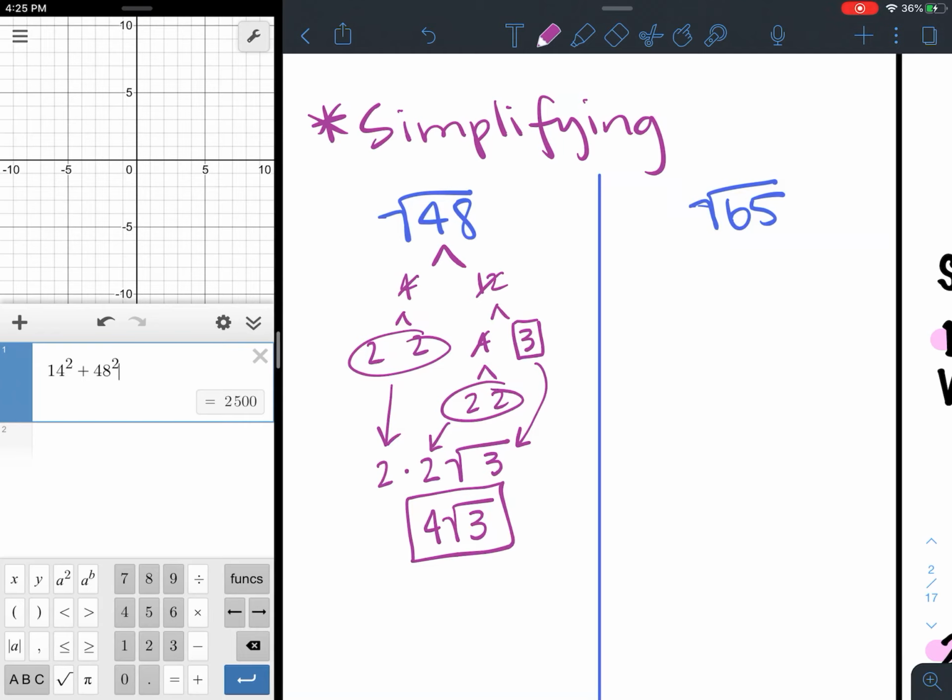If I have something like the square root of 65, then I'm going to have 5 times 13. Both of those are prime, so nobody leaves. Everybody's stuck. Everybody has to stay home.